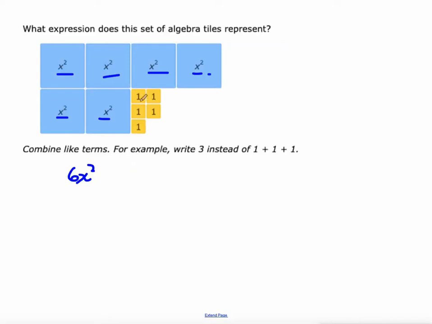And we have another 5 1's. So plus 5. 1, 2, 3, 4, 5. And that's it. This is the polynomial 6x squared plus 5. There are no x's in this one, just x squareds.